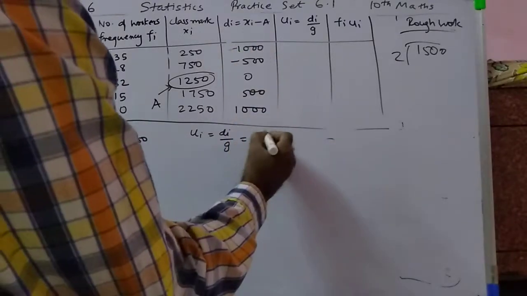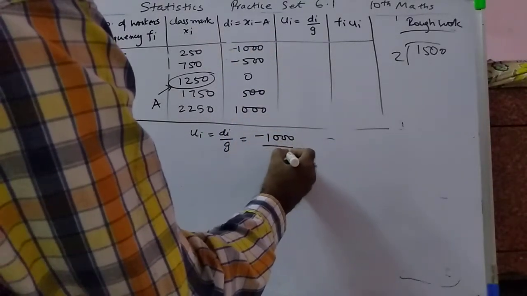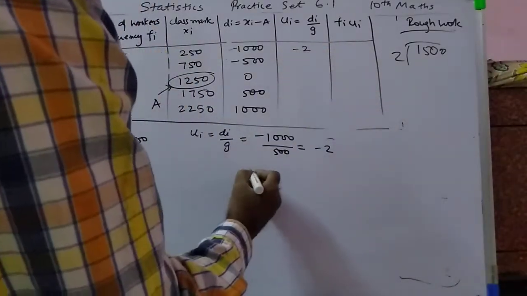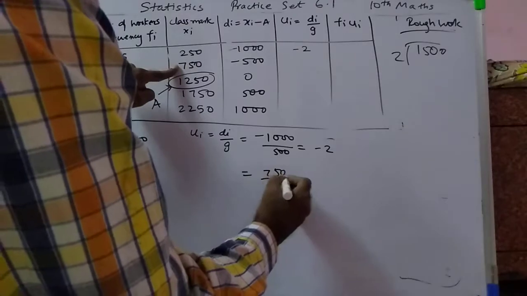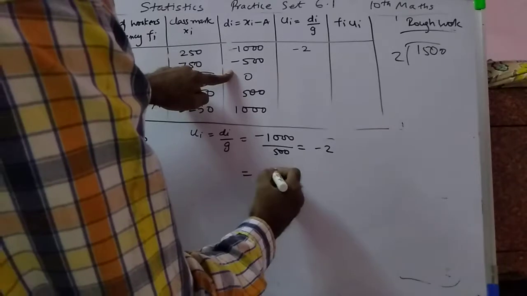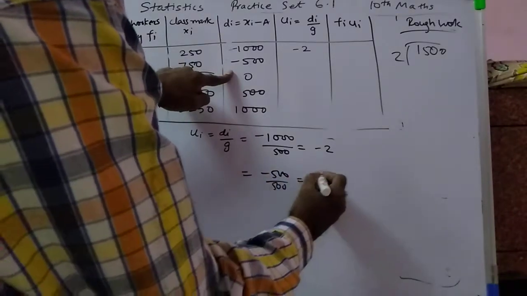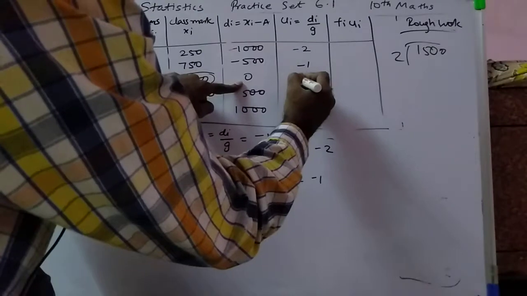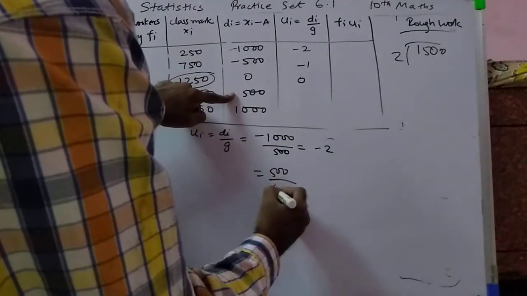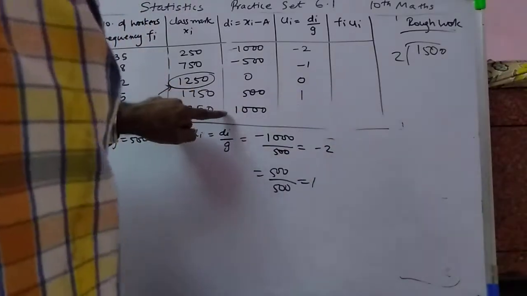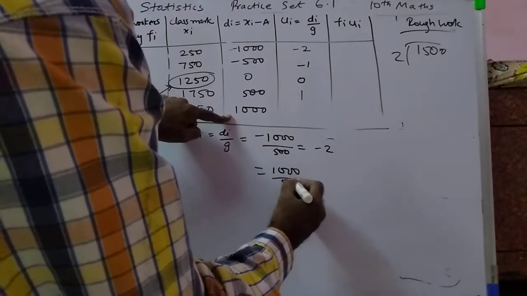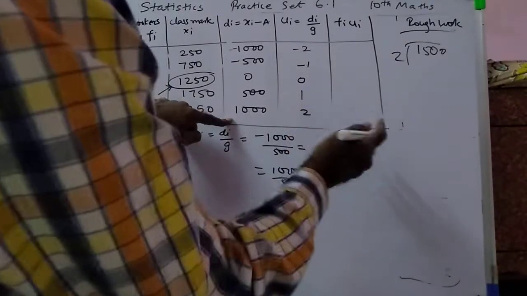Now di is this minus this upon 500. That will get minus 2. Next one is 750 minus 500 upon 500. That is minus 0, minus is 0. Then take 500 upon 500. That is 1. And this is equal to 1000 upon 500. That is 2. So we get this.